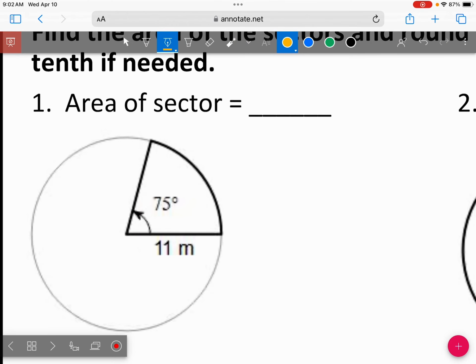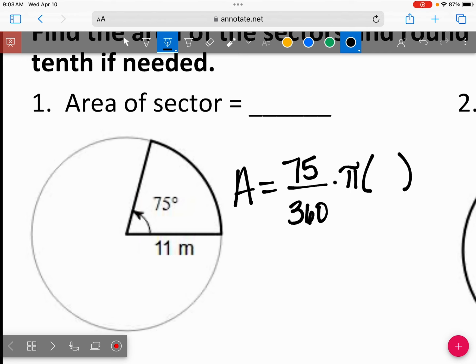To find the area of a sector, you need to know two things: the angle and the radius. So your formula would be area equals the angle over 360 times pi, and what's the radius of this circle? What's our radius? 11. Go ahead, type that in your calculator. I guess we could do number 2. It's pretty easy. Type that in your calculator and see what you get.